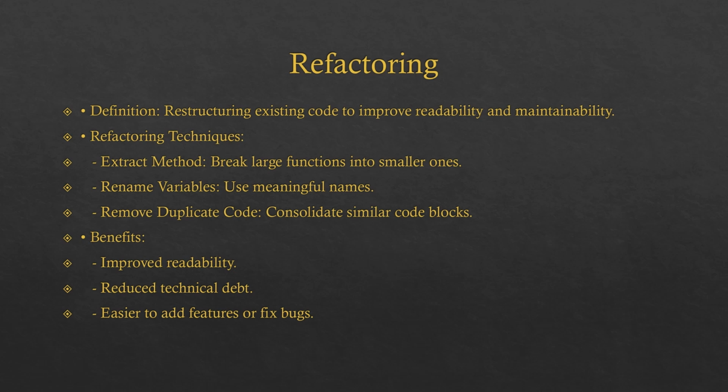Next up is refactoring. Refactoring is the process of restructuring our code to improve readability and maintainability without changing its behavior. Common techniques include extract method, which simplifies large functions, and renaming variables to use meaningful names. Removing duplicate code is another important technique to consolidate similar logic into a single function. Refactoring reduces technical debt and makes our code base easier to modify as new features are added.